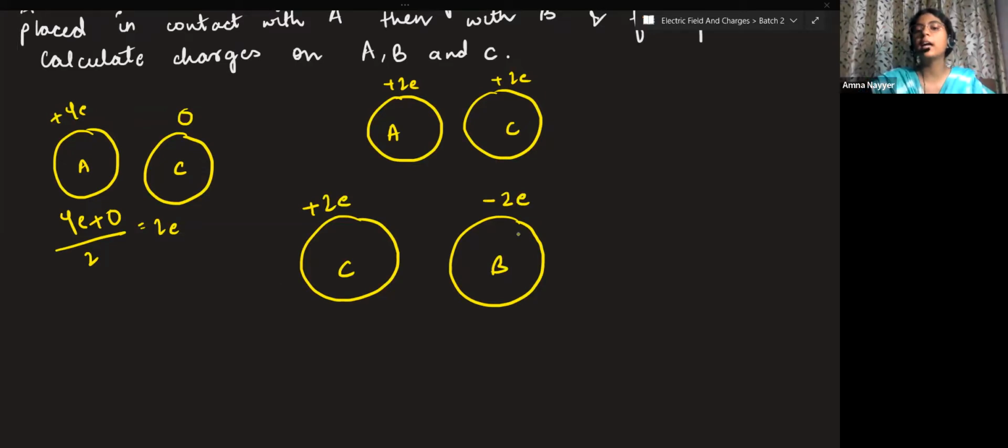Now you have to calculate the final charge. The charge that you are telling me is before the conduction with B. You have to tell me the charge after this conduction has occurred. Yes, now it's correct. Hiba, you tell me, what will be the amount of charge in each of them?